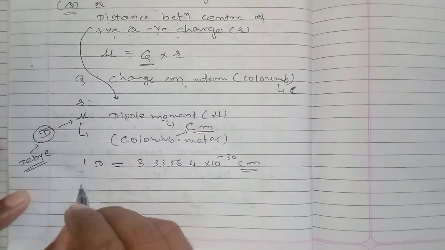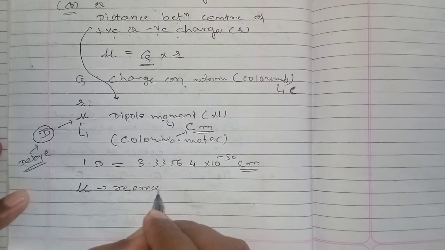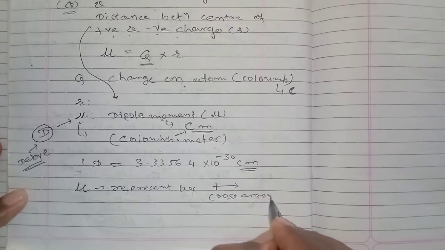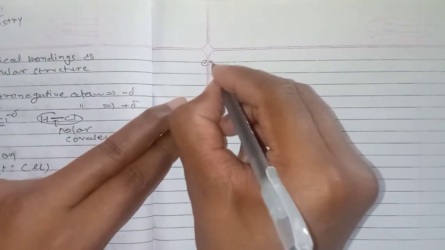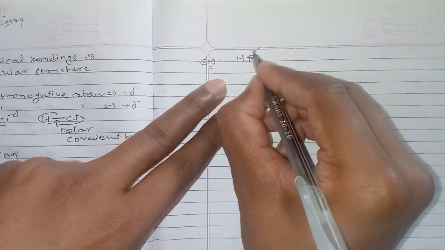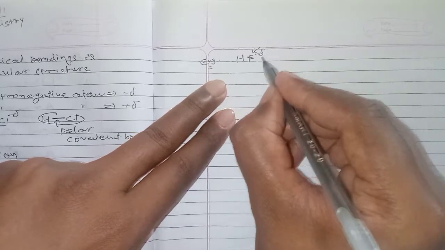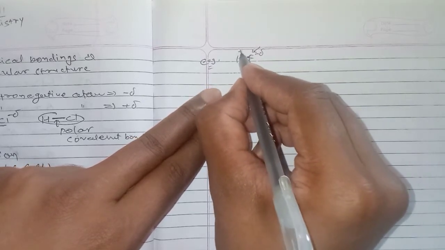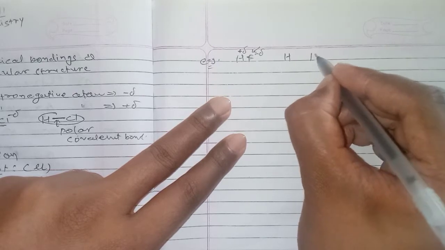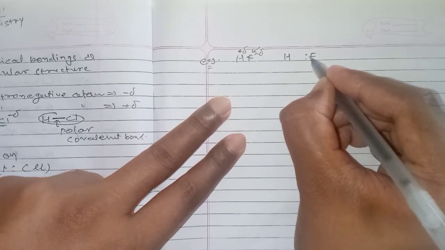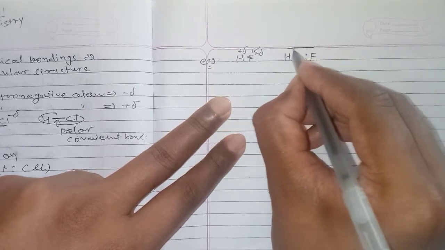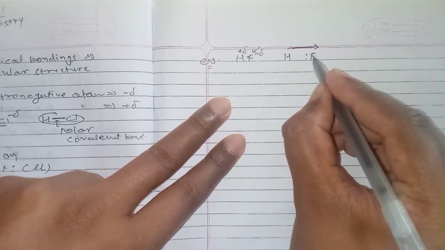Now the dipole moment is represented by a cross arrow. For example, in the HF molecule, fluorine is the more electronegative atom, so it possesses a partial negative charge, and hydrogen possesses a partial positive charge. Here the electron pair is attracted towards the more electronegative atom, so this arrow is towards the more electronegative atom.